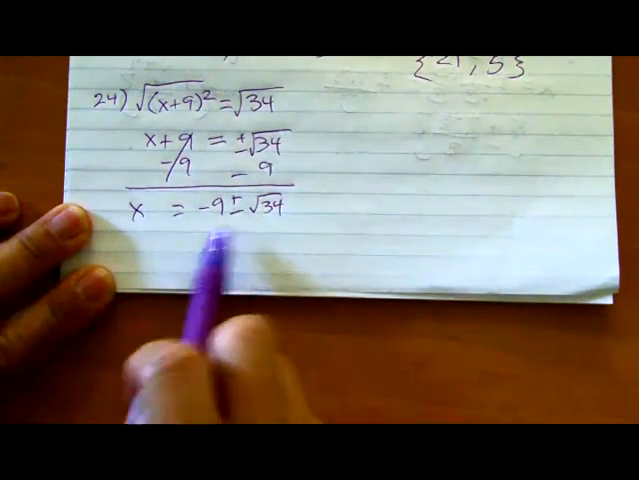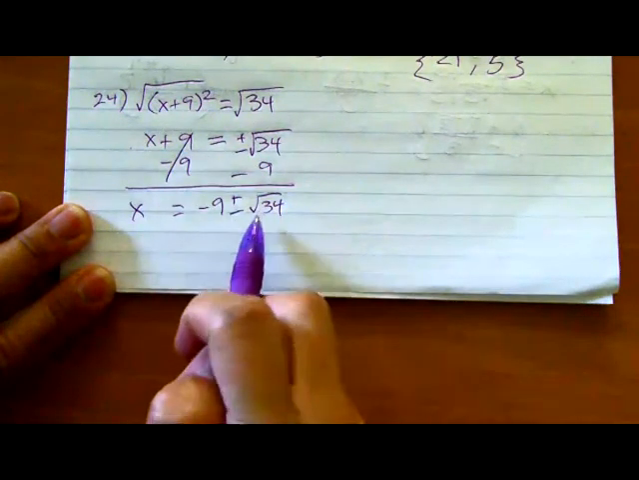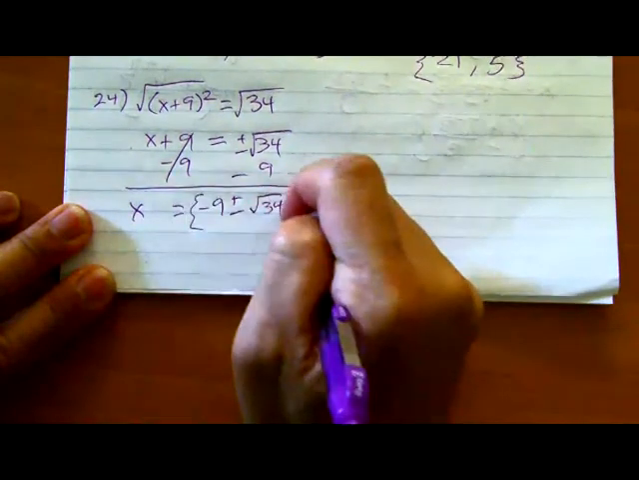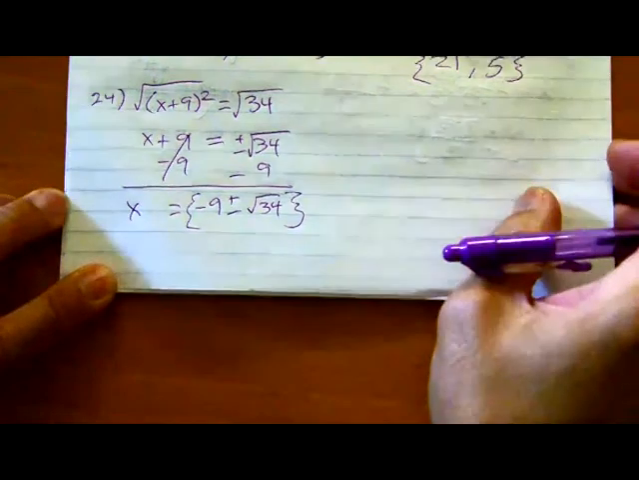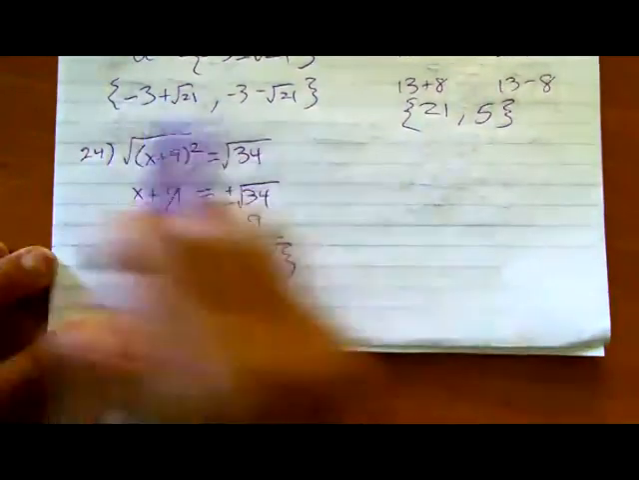We can't simplify, we can't add because this is in radical form. We'll just leave it there. You have two solutions. If you'd rather write it like this, where they're separate, that's fine, but this is the shorthand.